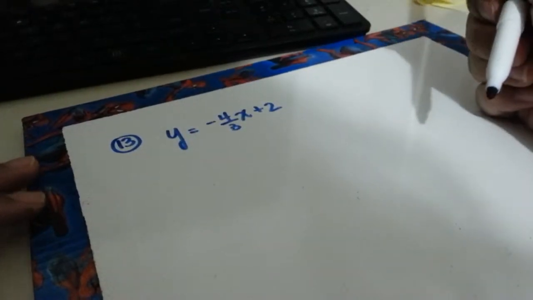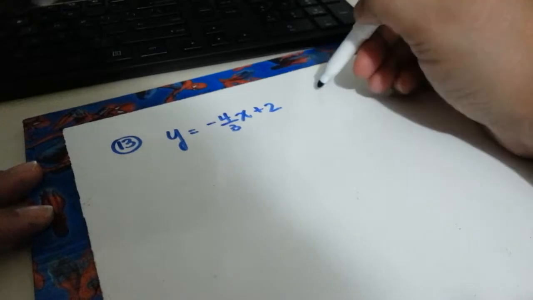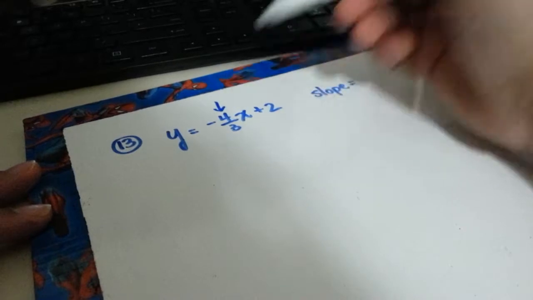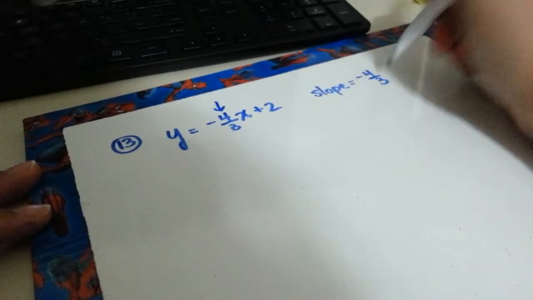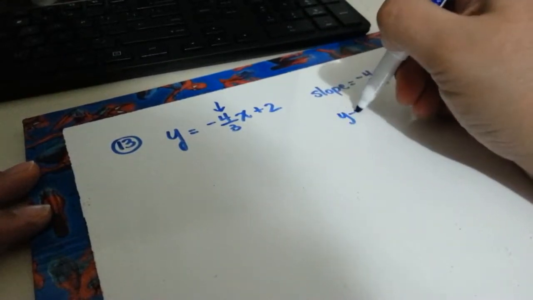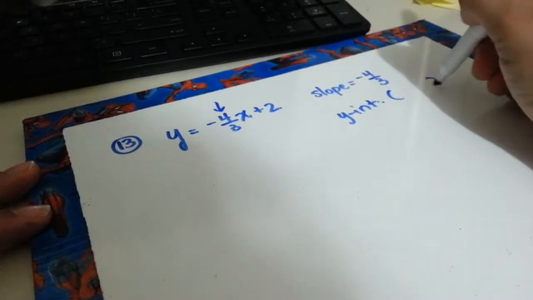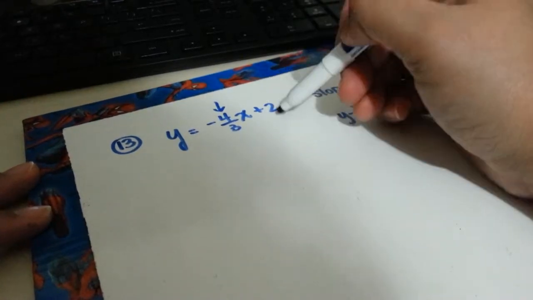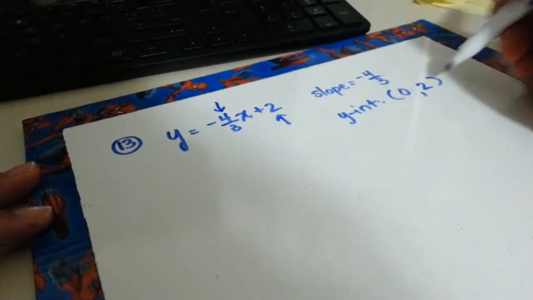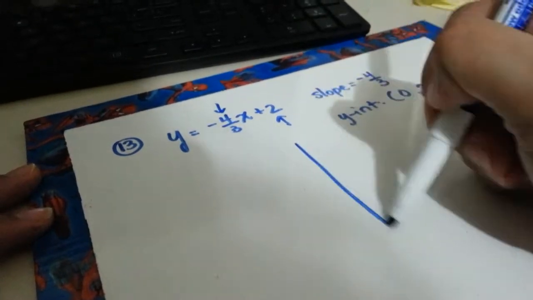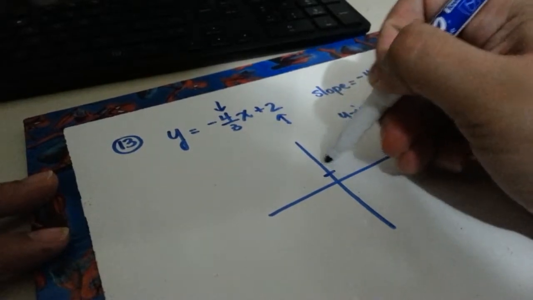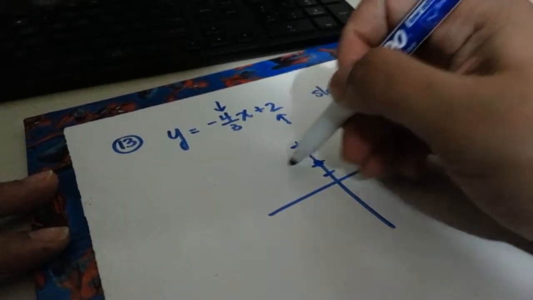Alright, and the next question, number 13, we wanted you to give us the slope. And the slope is the leading coefficient on the x, so it's minus 4/3. We wanted the y-intercept, and the y-intercept is a coordinate point. And the y value for this comes from the constant, right? So it's 0, 2. And then we wanted you to sketch this. So first you plot this point, 0, 2, right?